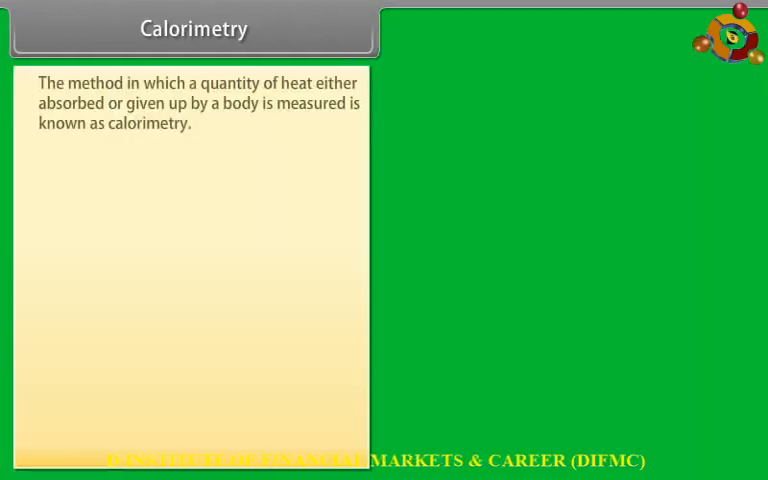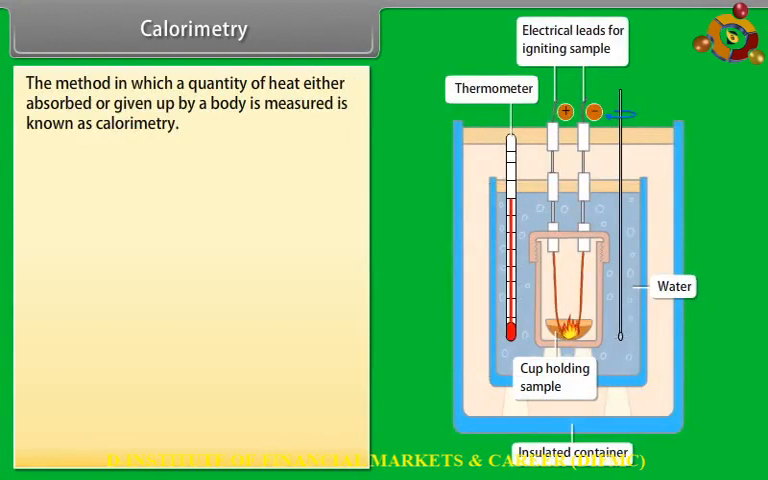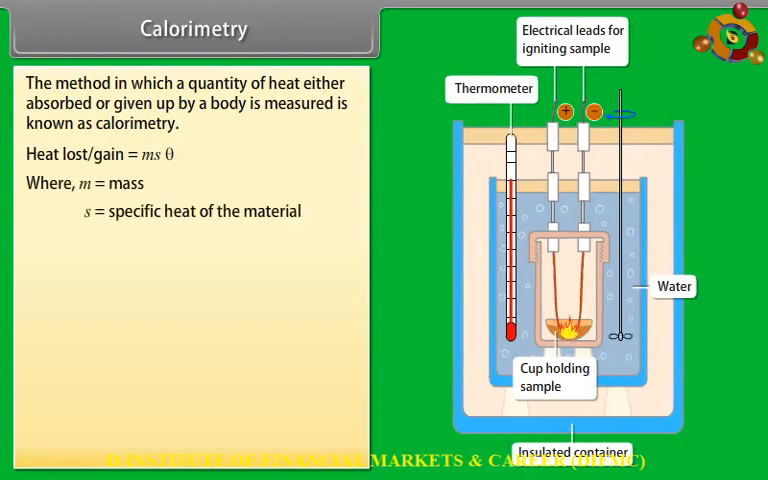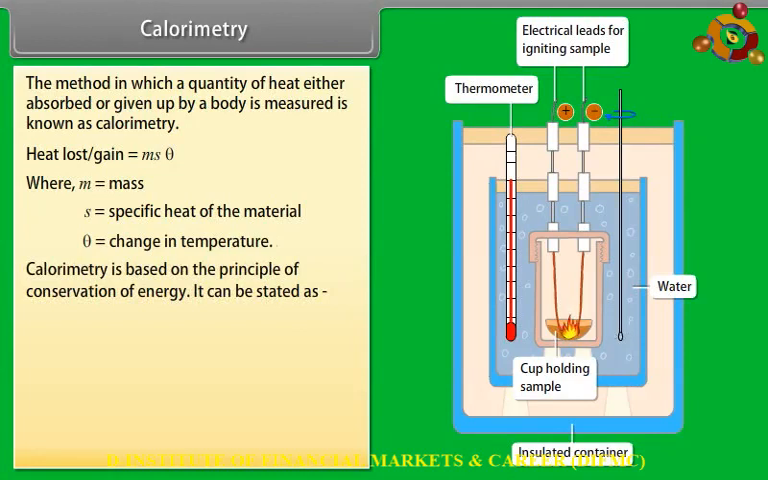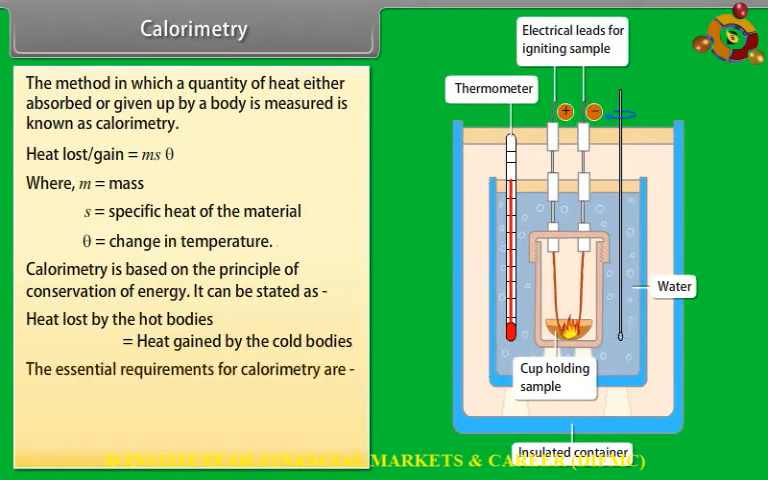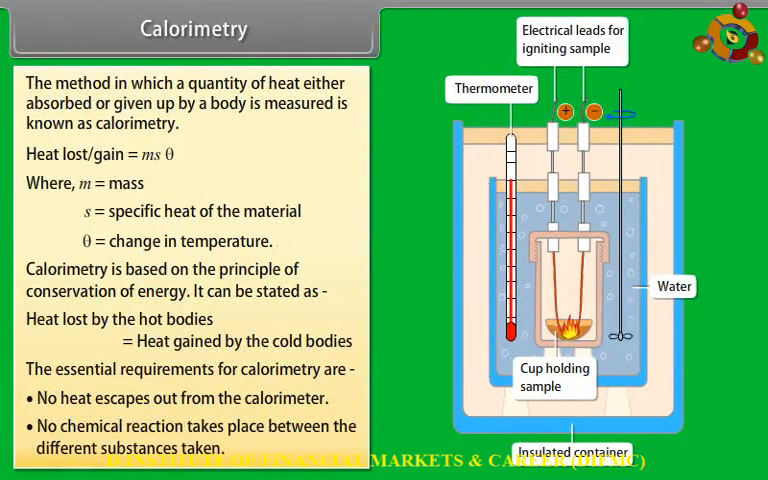Calorimetry. The method in which a quantity of heat either absorbed or given up by a body is measured is known as calorimetry. Heat loss or gain is equal to m s theta, where m is mass, s is specific heat of the material, and theta is change in temperature. Calorimetry is based on the principle of conservation of energy. It states that heat lost by the hot bodies is equal to heat gained by the cold bodies. The essential requirements for calorimetry are: no heat escapes out from the calorimeter, and no chemical reactions take place between the different substances taken.